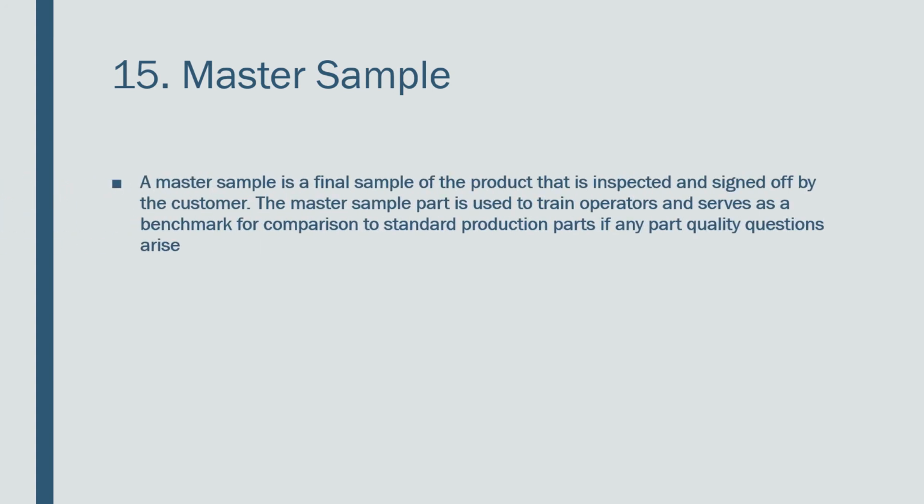The 15th element of PPAP is master sample. The master sample is a final sample of the product that is inspected and signed off by the customer. This sample is used to train our operators, and it is the benchmark for comparison in case any quality defects arise during our mass production or standard production.